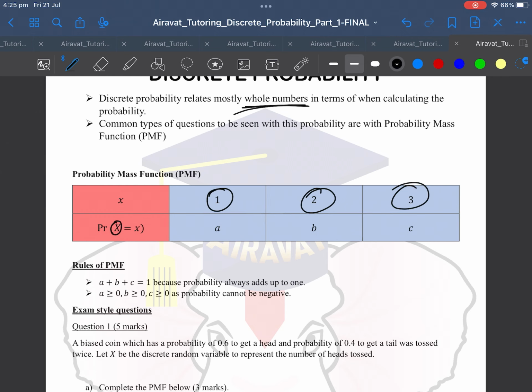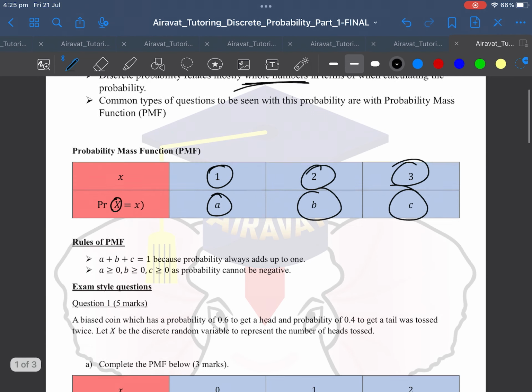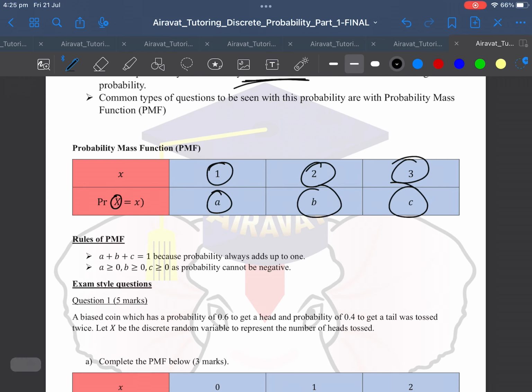Now, what do this A, B and C represent? Well, A, B and C are the probabilities. So the probability that you touch grass this week once is A, twice is going to be B, three times is going to be C, and so on and so forth. And there are a couple of rules to this PMF, one of them being that A plus B plus C has to always equal 1, because probabilities always add up to 1, so pretty self-explanatory.